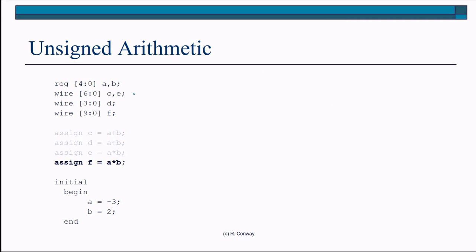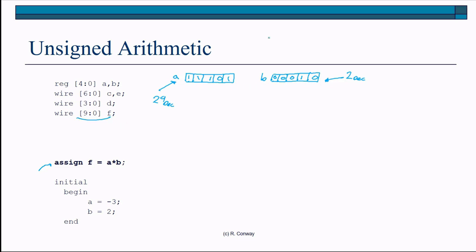And for our last example, let's take the assignment assign f equals a multiplied by b. These are the values we have for a and b. Each is a 5-bit value. And this time f is a 10-bit wire. So f looks like this, referring to the 10 wires. Our expression tree is as shown.